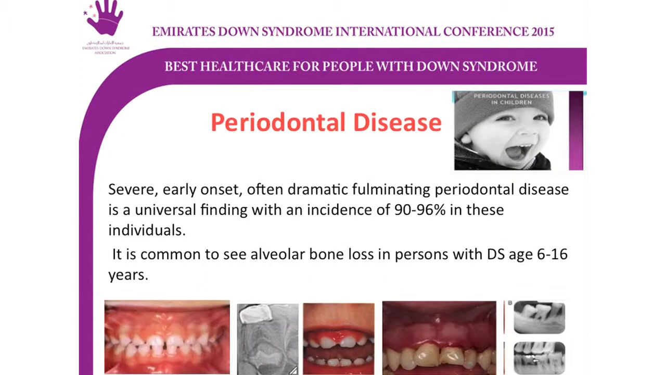The second thing is periodontal disease. What is the periodontium? What do you mean by periodontium? The periodontium is the soft tissue that covers the tooth. So it is the gum that covers the teeth in the oral cavity, and it is the periodontal ligament which holds the root of the teeth to the bone.